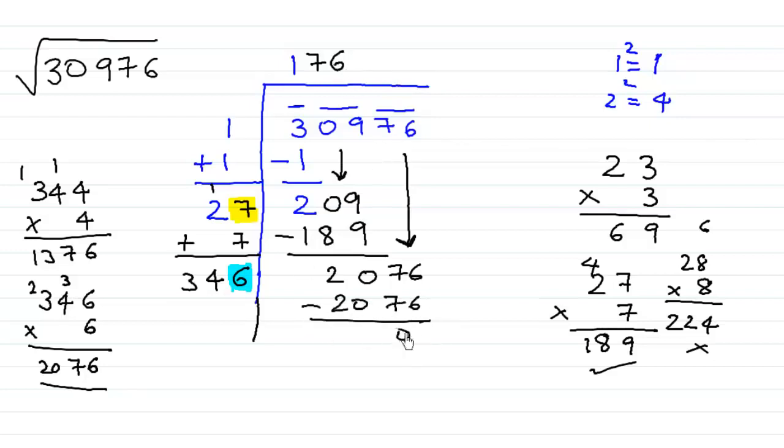So we get 346 6s are 2076. So we get a remainder of 0. That means this is a perfect square and that square root is 176. But let us just add this and make it complete. So 6 plus 6 is 12. 1 carry. 4 plus 1 is 5. And 3 as it is. If you just double this 176, you shall be getting 352. So the square root of 30,976 is 176.